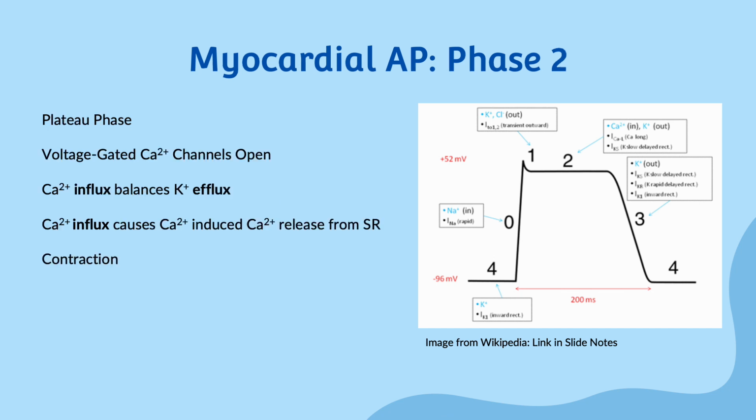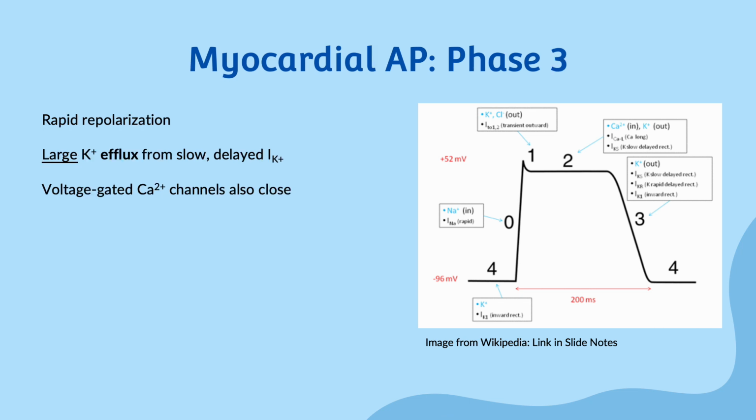Phase 2, also known as the Plateau phase, is a period of prolonged depolarization. During this phase, the influx of calcium ions through voltage-gated calcium channels begins, which allows the cell to maintain its depolarized state as positively charged calcium ions enter the cell while positively charged potassium ions continue to leave. The calcium ions that are entering the cell also trigger the release of additional calcium ions from the sarcoplasmic reticulum. This is known as calcium-induced calcium release, which causes the muscle fibers to contract via excitation-contraction coupling.